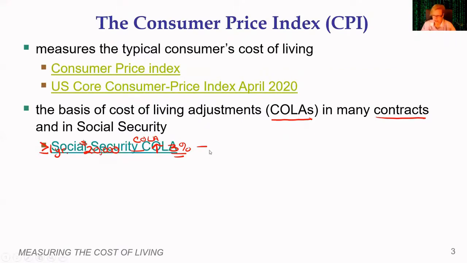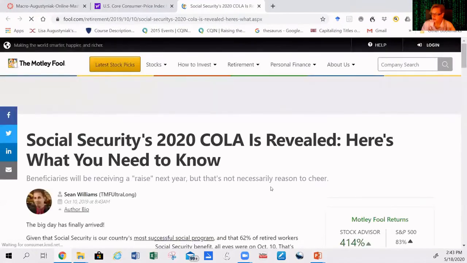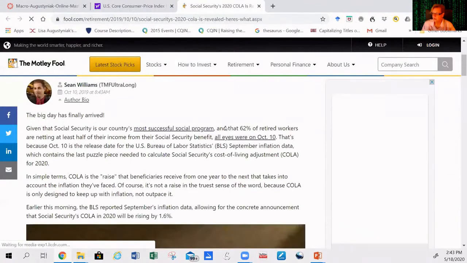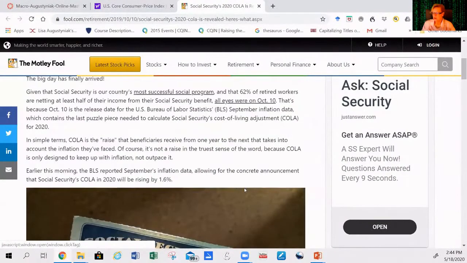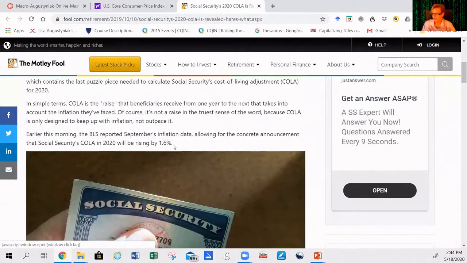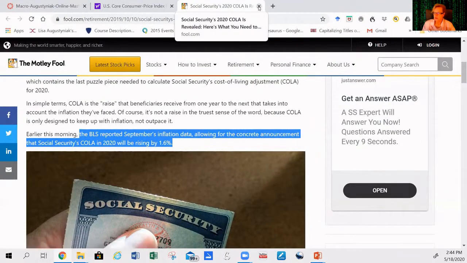Okay, I'm going to go ahead and erase that. This is the Social Security cost of living adjustment. And so just a minute and it'll come up. Okay, so here's what you need to know. Again, what does it mean when you have a COLA? It means that you're going to be adjusted. So the Bureau of Labor Statistics reported September's inflationary data, allowing for the concrete announcement of the COLA rising by 1.6%. I'm a contract worker, and so many times we build COLAs into our contractual things that we are doing. It just kind of makes good sense to do that.